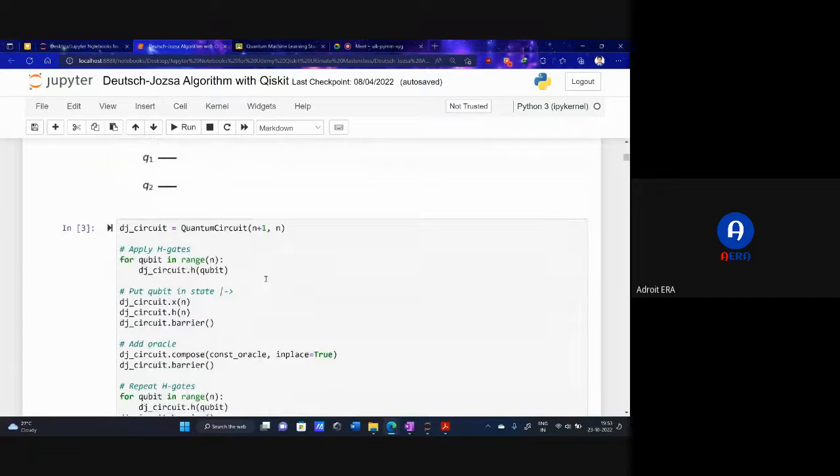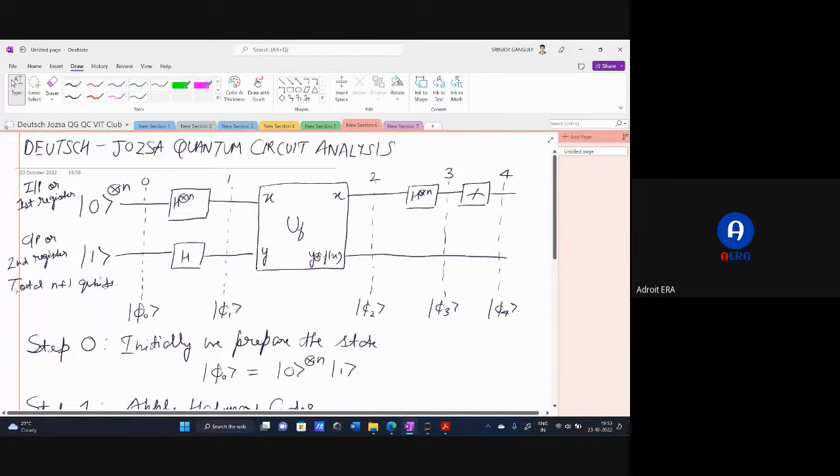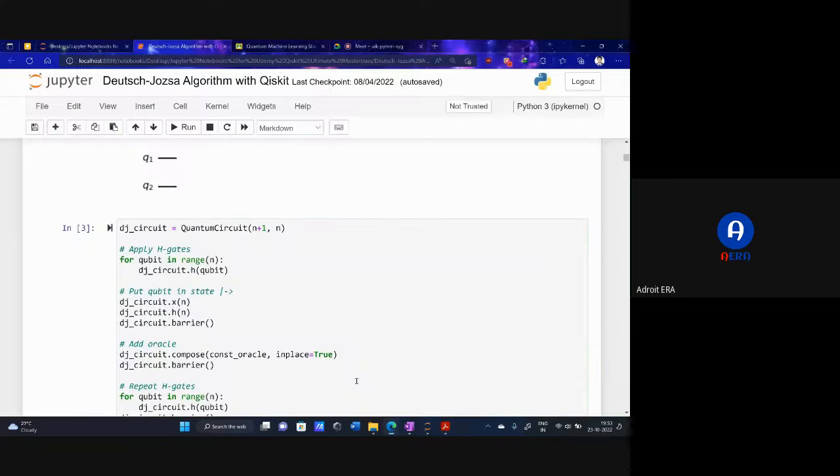then you define your DJ circuit. DJ circuit is what? Deutsch-Jozsa circuit. So QuantumCircuit(n+1, n). That means the total number of qubits is n plus 1. If you remember, I wrote it here again: total is n plus 1. And comma n. Why comma n? Because you are not going to measure the second register. You're only going to measure the first n qubits. The second argument is the classical bits, the classical register, and the first one is the quantum register.